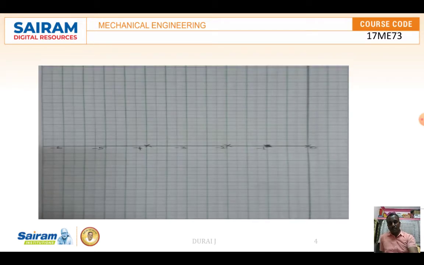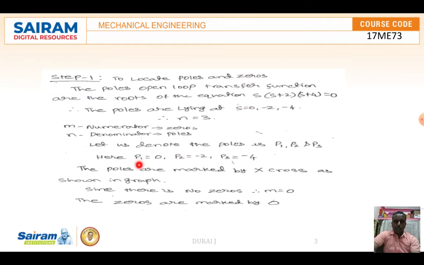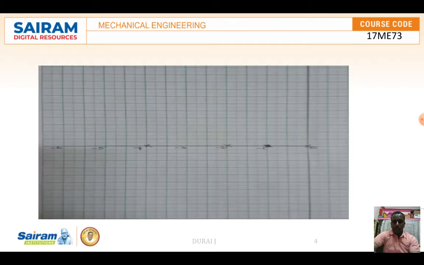After the first step, I am going to mark the real axis: minus 1, minus 2, minus 3 over here. I am not going to mark the imaginary values, only the real axis values. So what are the poles? 0, minus 2, minus 4. Here 0 I mark with a cross symbol, minus 2 with a cross symbol, and minus 4 with a cross symbol. So this is the first step we do.